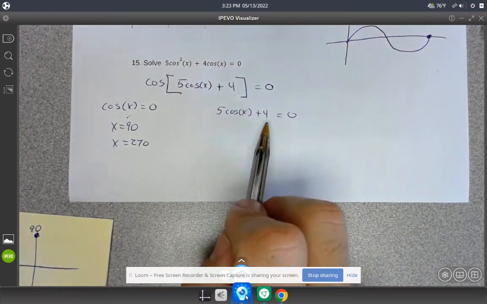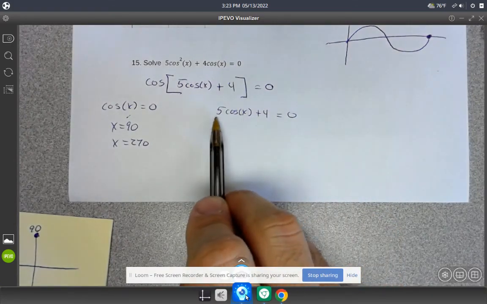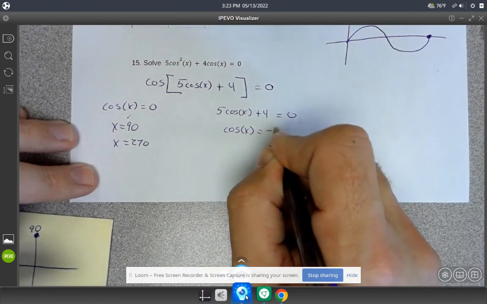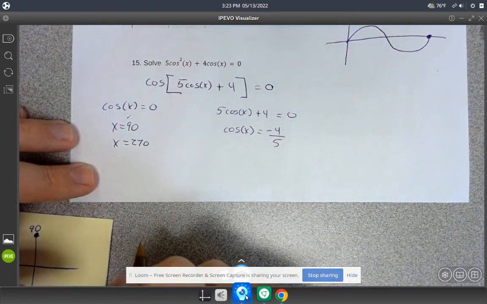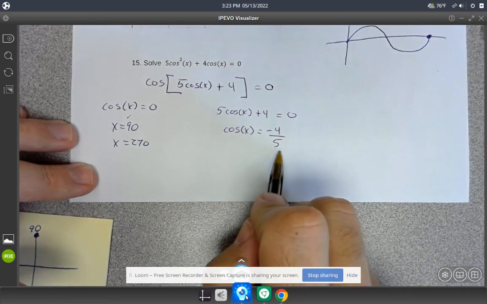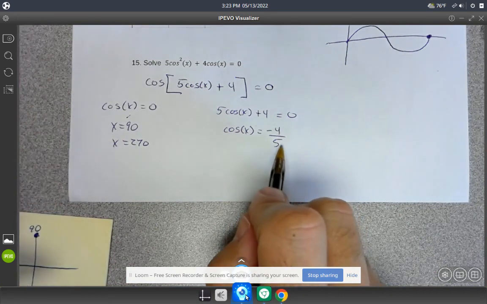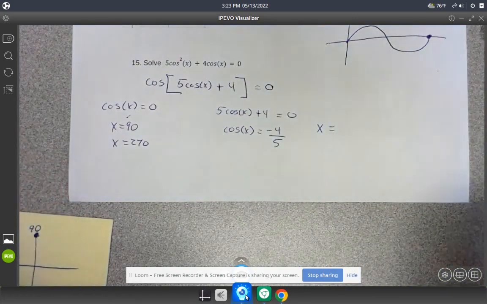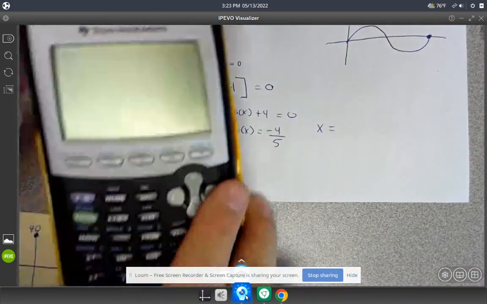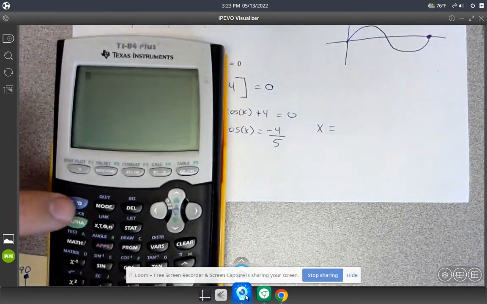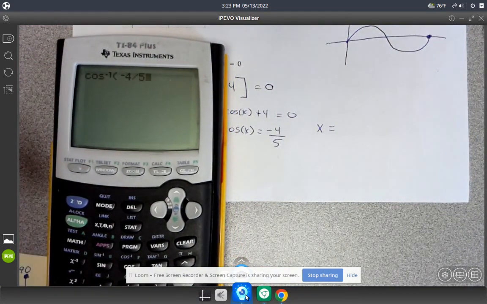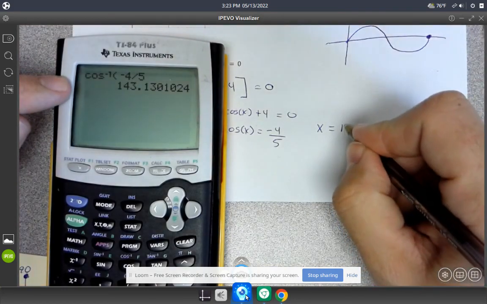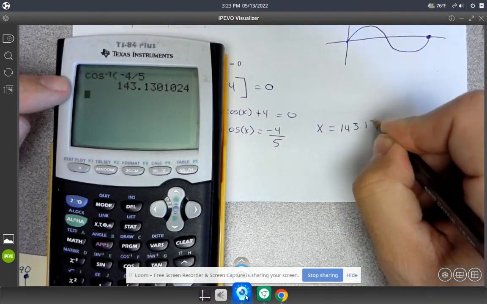To solve this one, you're going to need to move that 4 over and then divide by 5. So you get cosine x equals negative 4/5. And this is not a special value on your unit circle. So you can solve this using an inverse trig function now. So I'm going to do cosine inverse of negative 4/5. This is going to give me my first answer, my base answer, 143.13.